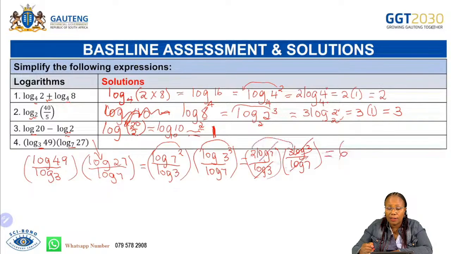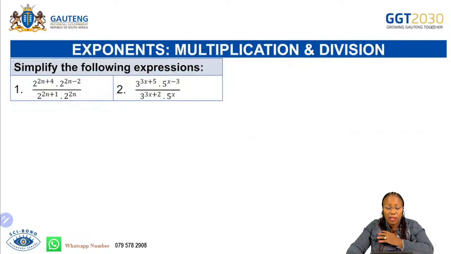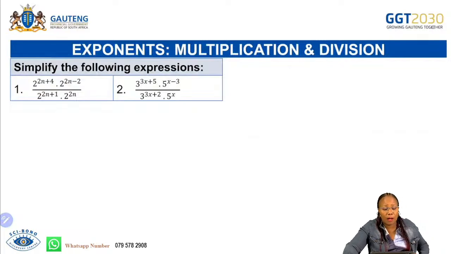So that is the expected solution for this particular baseline. And then now we are going to the real situation, the exam type questions. We are looking at the exponents first, multiplication and division. Grade 12, you must be able to tell, looking at the question, whether it's a multiplication and division question or an addition or subtraction question, because the method is not the same there.